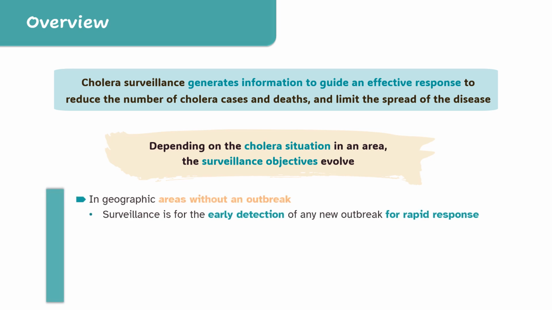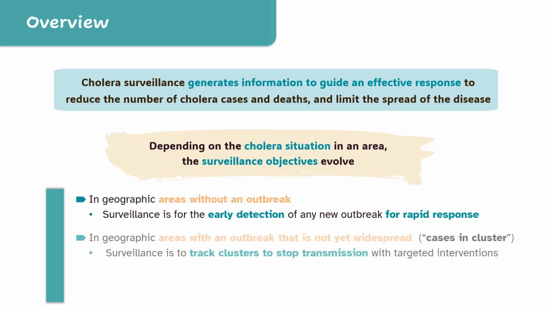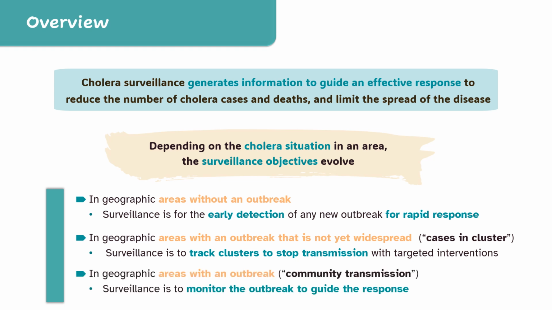In geographic areas where there is no ongoing cholera outbreak, surveillance aims to detect any cholera outbreak early so that it can be responded to rapidly. In geographic areas where a cholera outbreak is starting but has not yet spread in the community, and cholera cases are occurring in clusters, surveillance aims to track the clusters in order to interrupt transmission with highly targeted interventions around the cases. Lastly, in geographic areas where there is an ongoing cholera outbreak, surveillance aims to monitor the outbreak in order to guide the public health response.